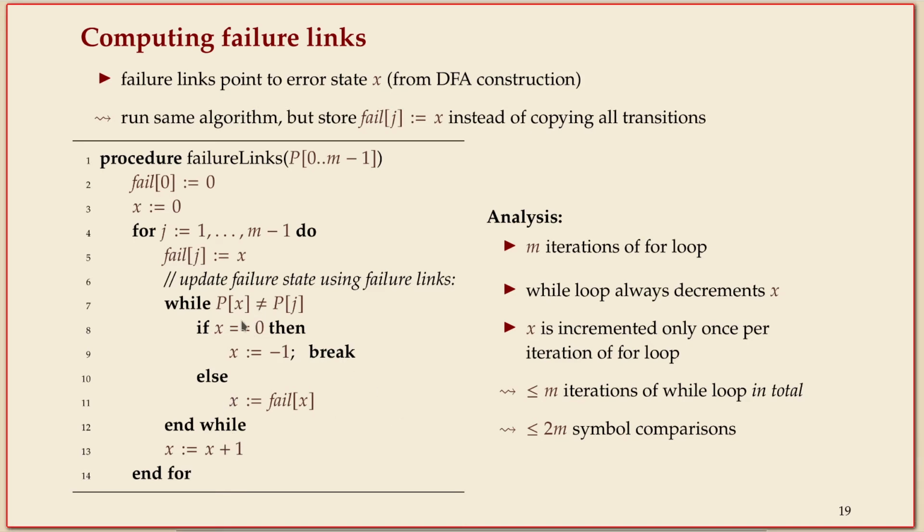Whereas every iteration of the while loop, where we continue, makes x smaller. This makes it smaller because remember, the failure link always goes strictly to the left. And this also makes it smaller. So we only have m iterations of the inner loop summed over all the iterations of the outer loop. So it's again m plus m.